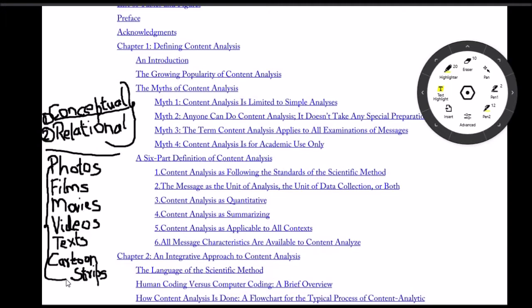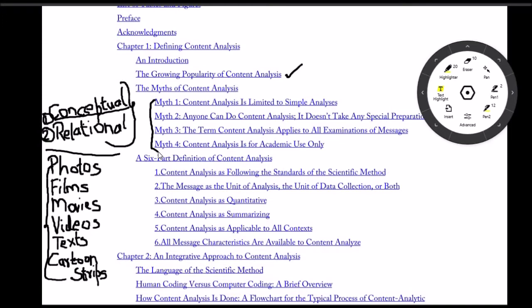How many articles or research papers have been published on this topic itself? So you will understand why content analysis is growing in popularity. As you can see out here, the author has defined content analysis very nicely for you.